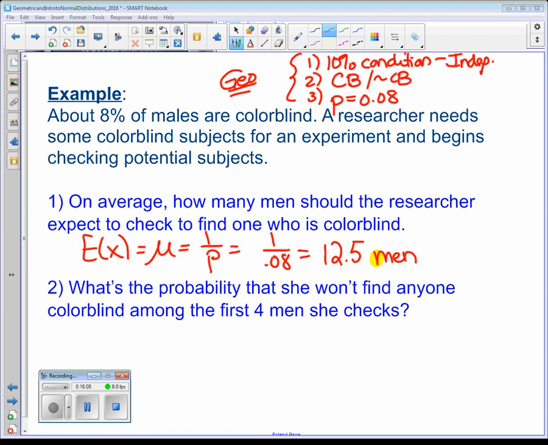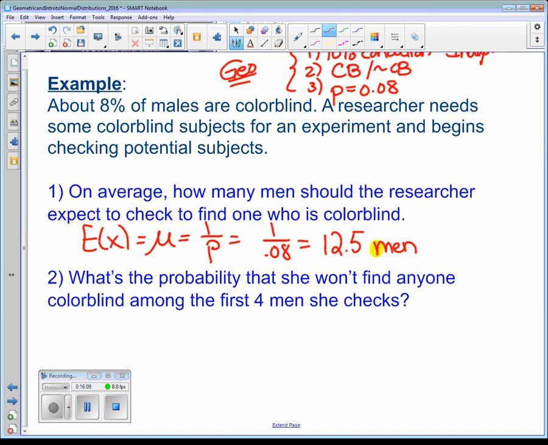Always our fault. Anyway, number 2. What do you think? This is a different question. I'm going to pause the recording. I want you to read it, and let's figure out how to answer this one. This question is a little strange because, first of all, we're not worried about average, so we're not worried about the expected value formula. We still have a geometric situation, except we have no success yet. Do you agree? It's all failures.